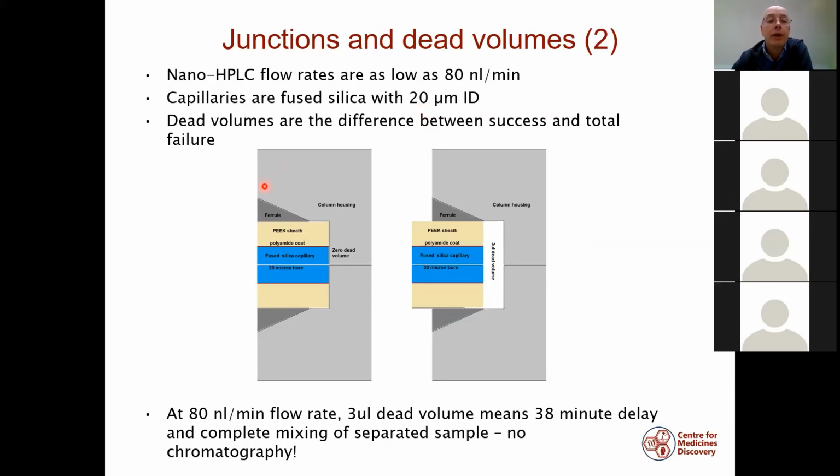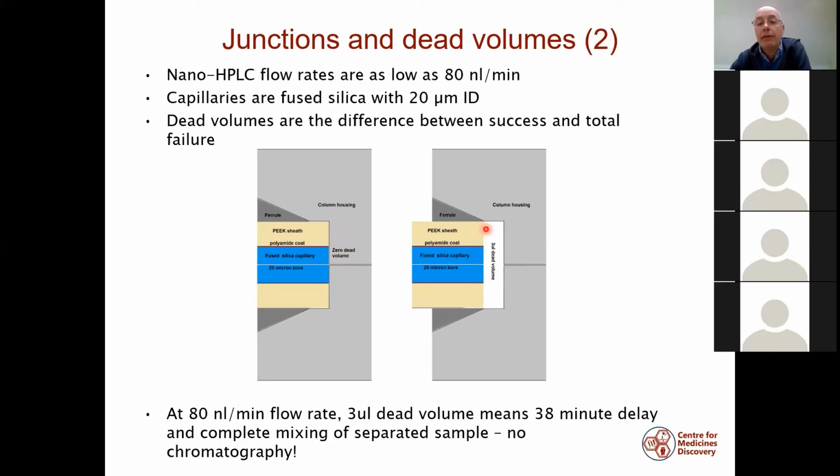And I've shown you here a schematic of how the junction should be. So this is your fused silica capillary. That's the bore. You can see it's a 20 micron bore. It's tiny. There is a PEEK sheath around the capillary. This is your ferrule. And this is the stainless steel housing. And ideally here, there is no dead volume.